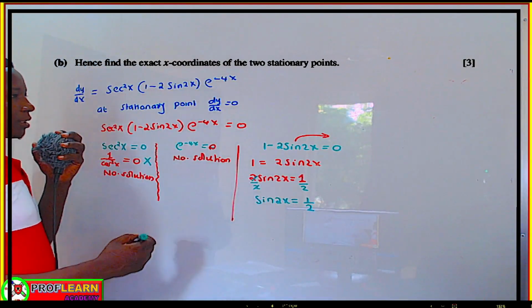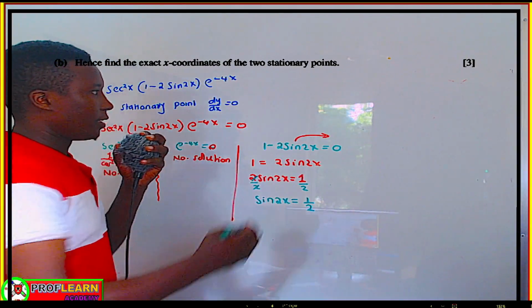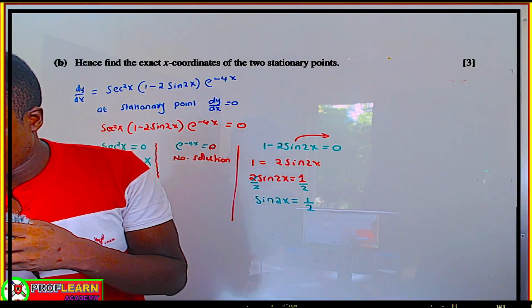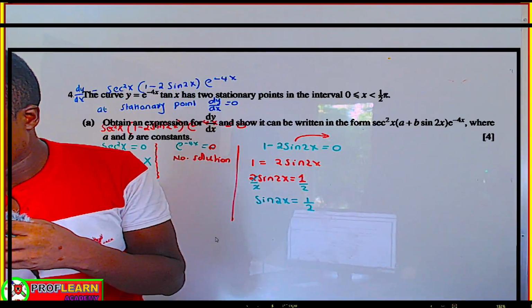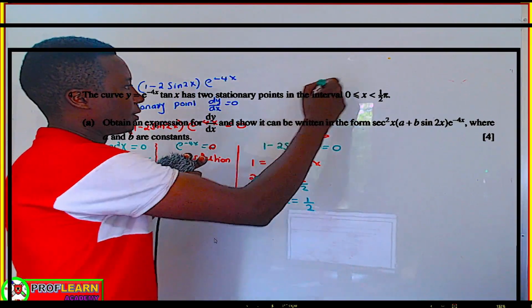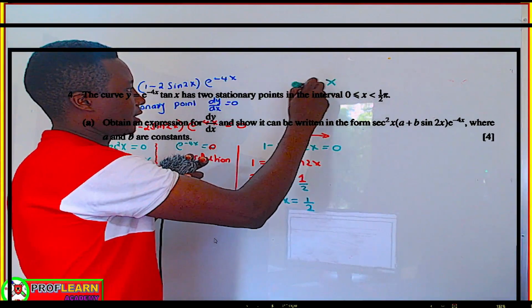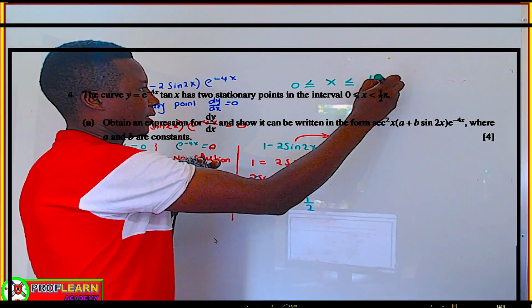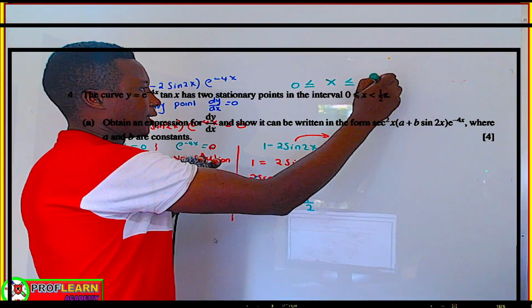Now, remember, the x value was given in a range. Let's check the way the range was given. We were given x is greater than or equal to 0, less than or equal to a half pi.